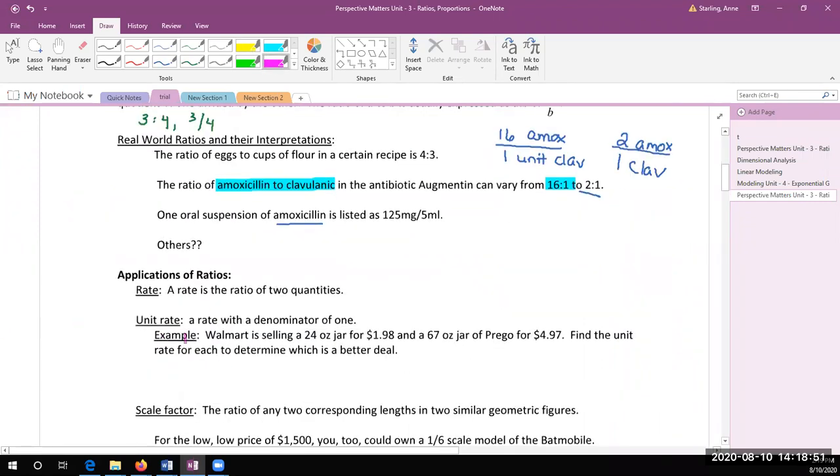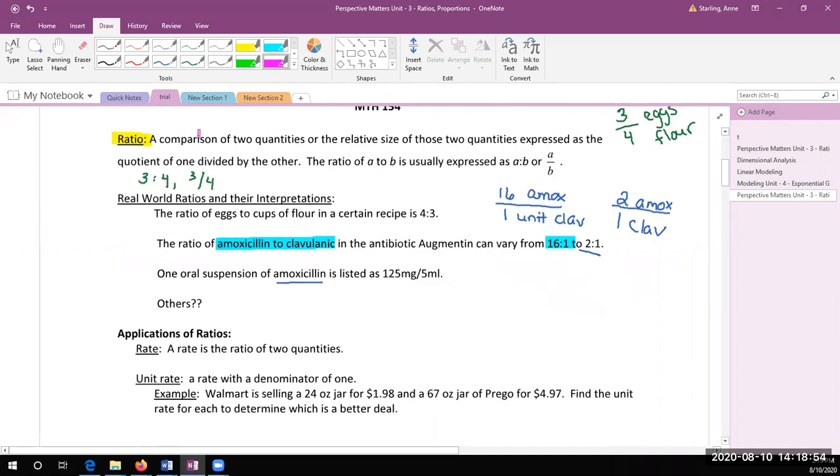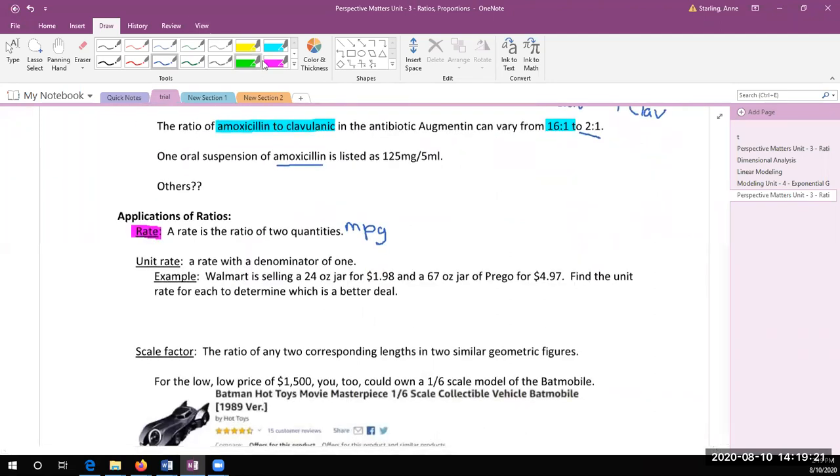If you could think of a couple others, you might want to consider that. So, applications of ratios: a ratio is just a comparison of two quantities. A rate is a ratio of two quantities as well. If we think about common rates, something like miles per gallon, that's a rate. So your ratio is the comparison, and this is the actual ratio. Then a unit rate is a rate with a denominator of 1.